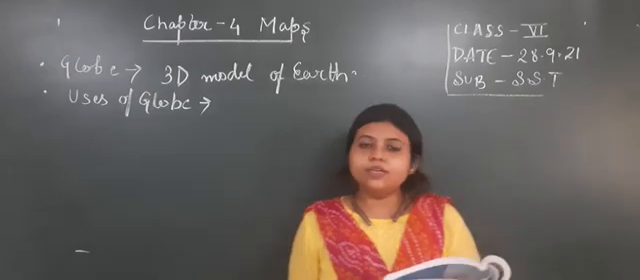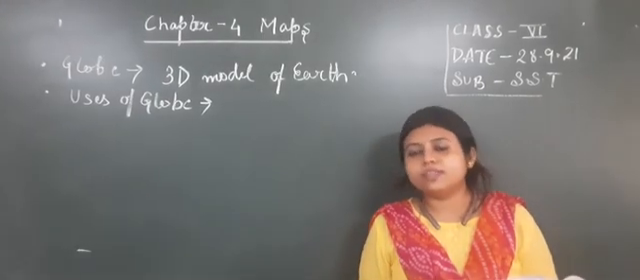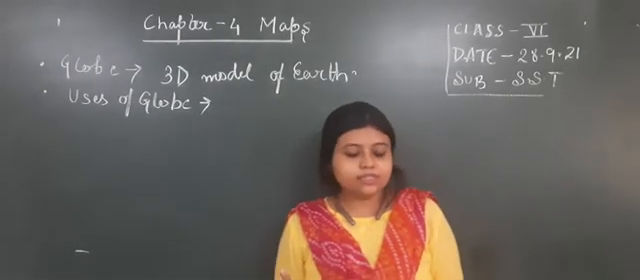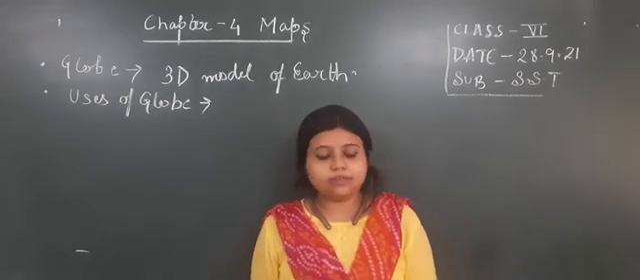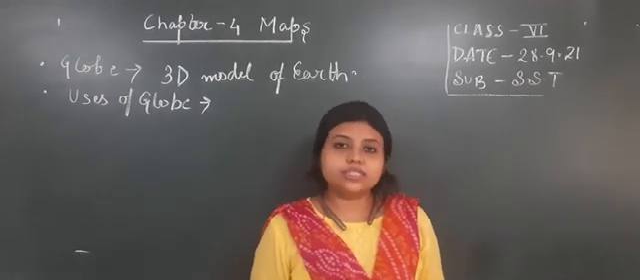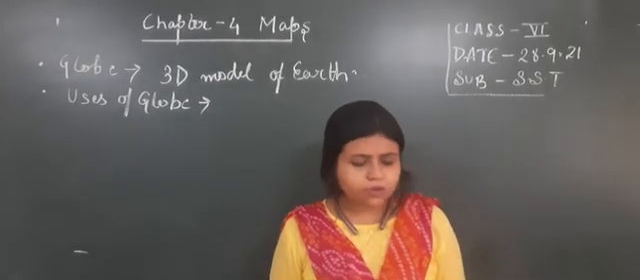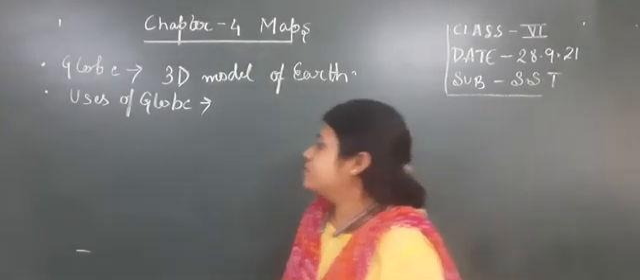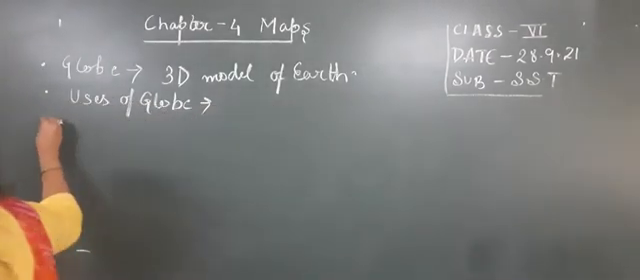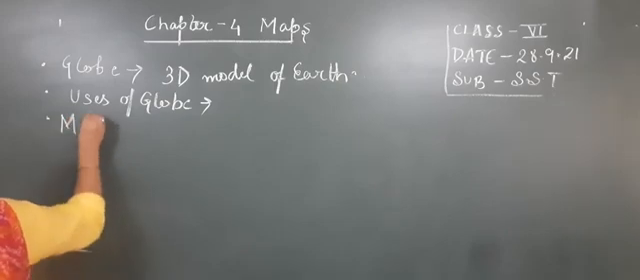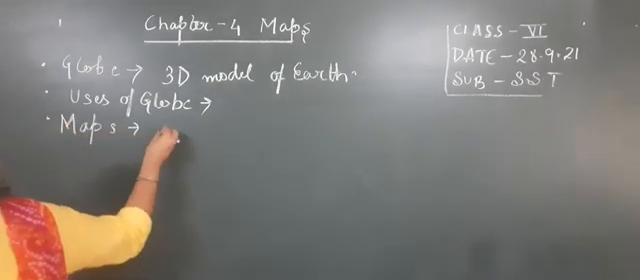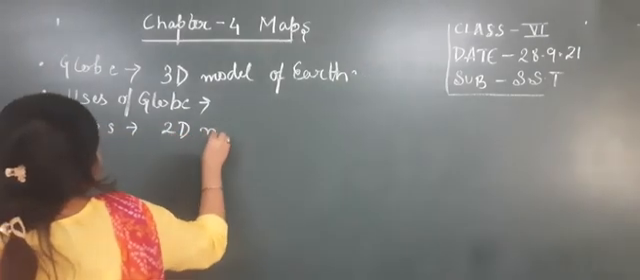So this is about the demerits or limitations of the globe, and its usefulness is that it shows a relative shape, size and direction of oceans and continents. Next, about the map, and the difference between the globe and the map. Now, maps are what? A two-dimensional model of the earth.